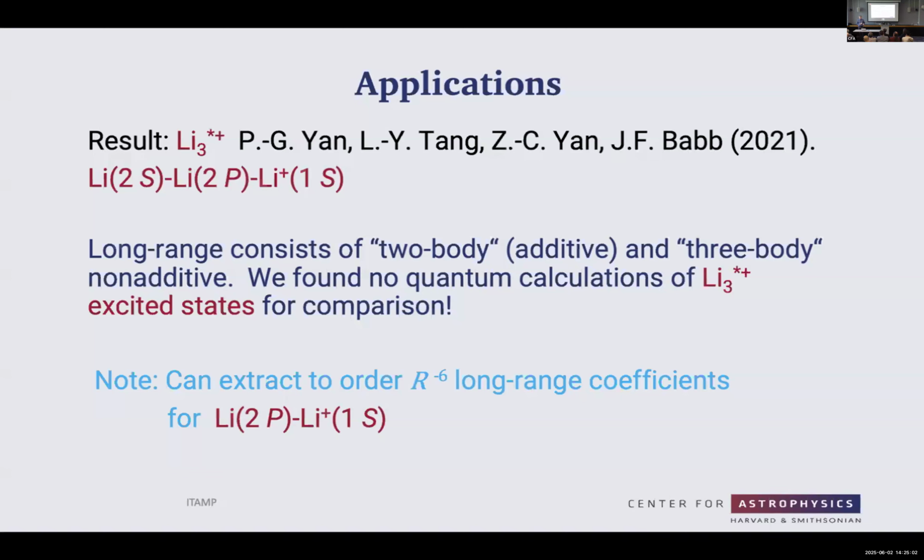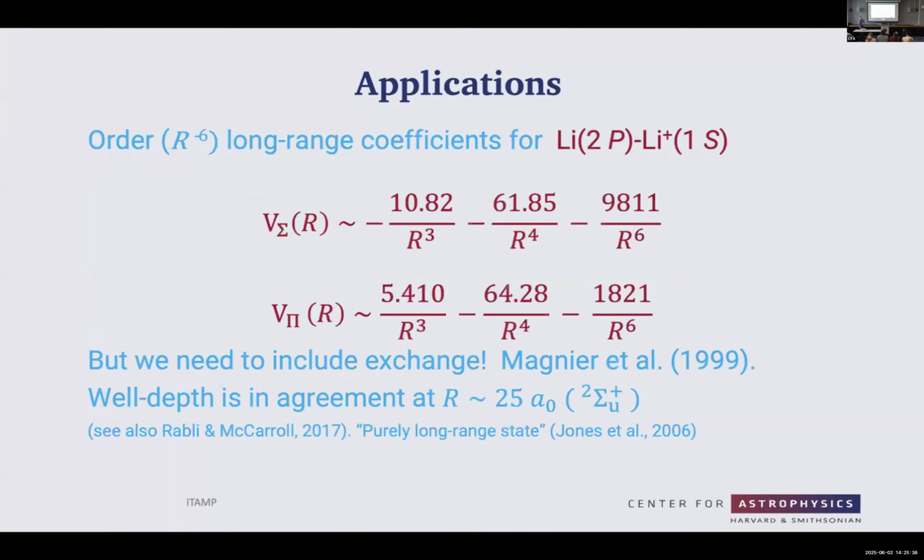We did not find any quantum chemistry calculations of lithium 3 star plus, so the excited lithium plus trimer, unfortunately. You might say, oh, you could just calculate them with MolPro, but we couldn't do that. But we can extract, at least as a check, the order R to the -6 long range coefficients for the lithium 2p lithium plus case. So now we're getting into some excited states. We did that as a first check.